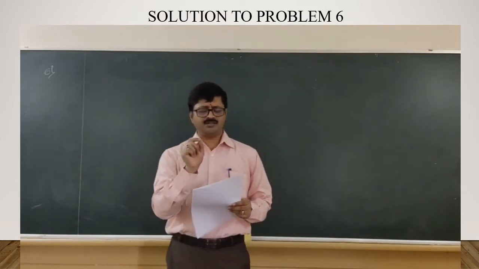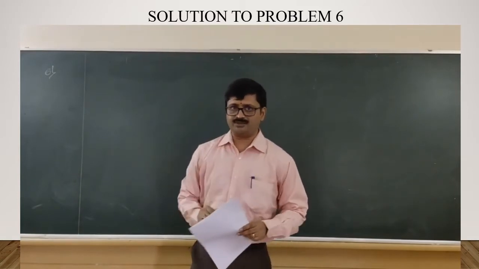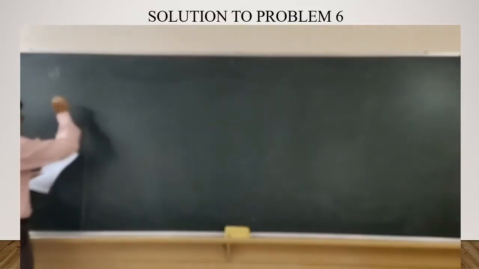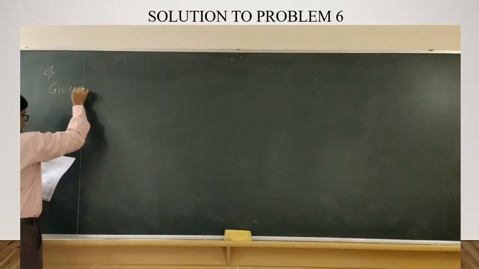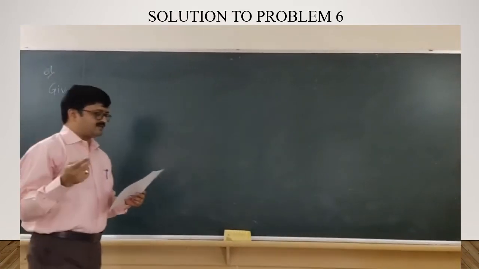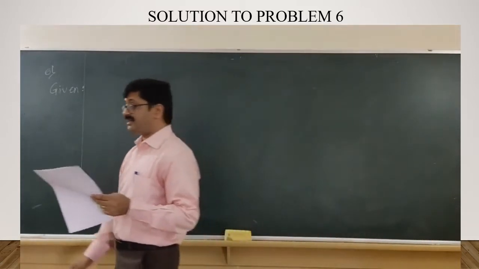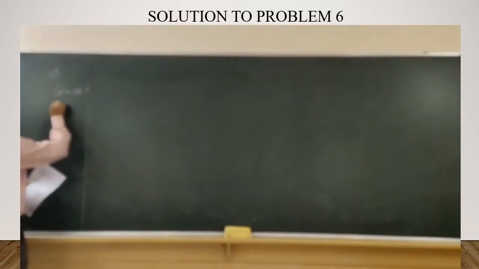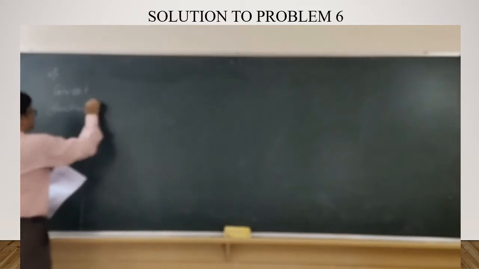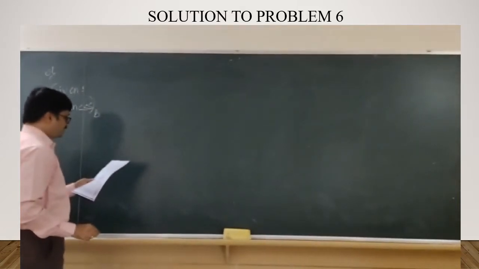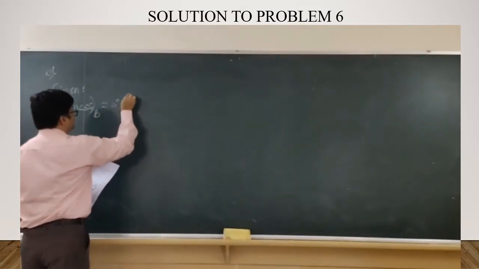Here we can solve this problem by using R is equal to rho L by A, by making some modifications to it. Firstly, let me mention the given factors. What is given to us? Given that two nichrome wires A and B have the same mass, but the thickness of B is twice that of A. So that means the thickness of B is 2 times the thickness of A.